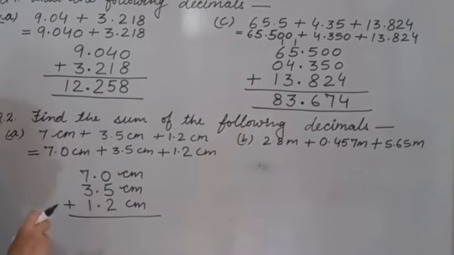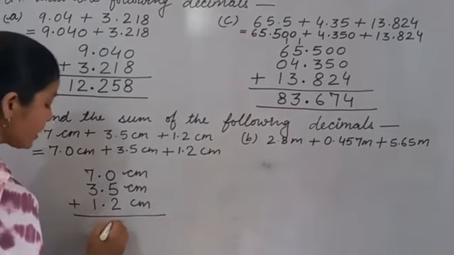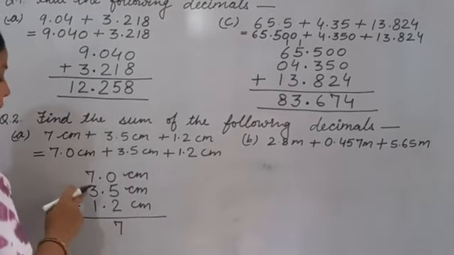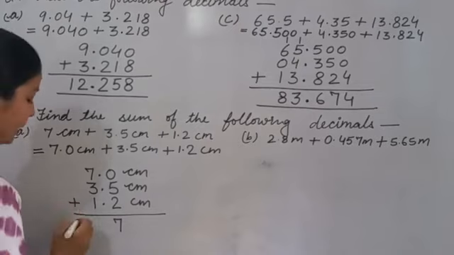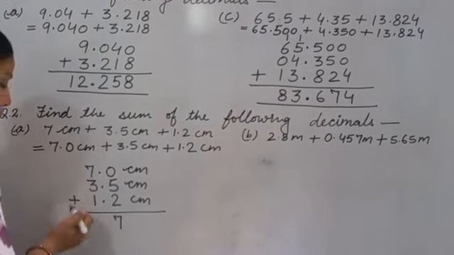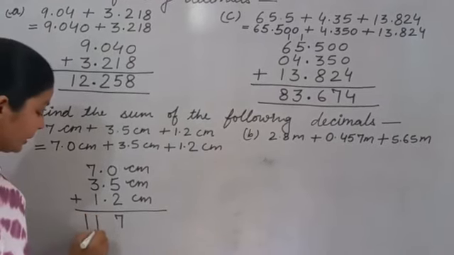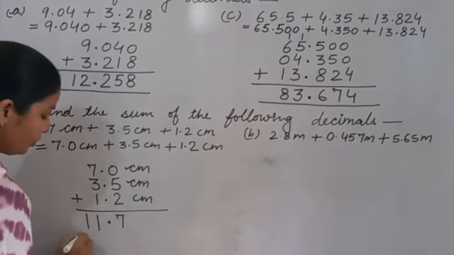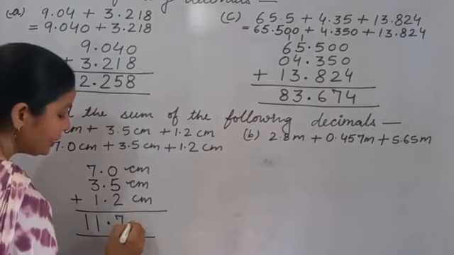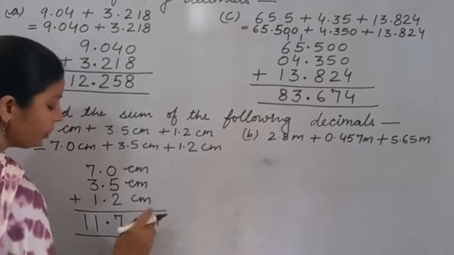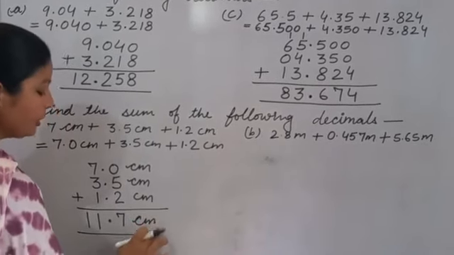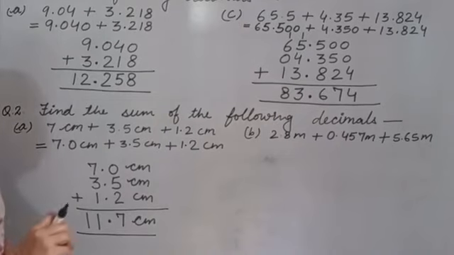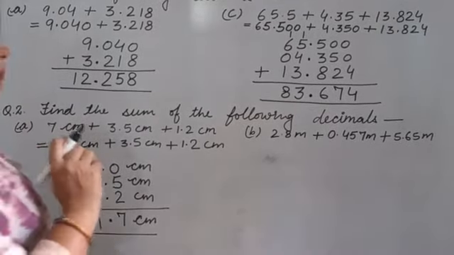2 plus 5, 7. 7 plus 0, 7. 7 plus 3, 10. 10 plus 1, 11. After that there is no digit, so we write here 11 as it is. Now point. So down of the point we will use here also the point. So it becomes 11.7 centimeter. That is your answer. Now it's the B part.